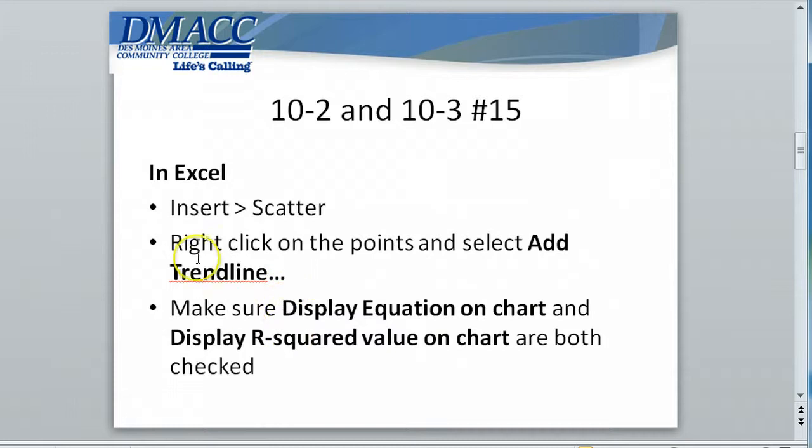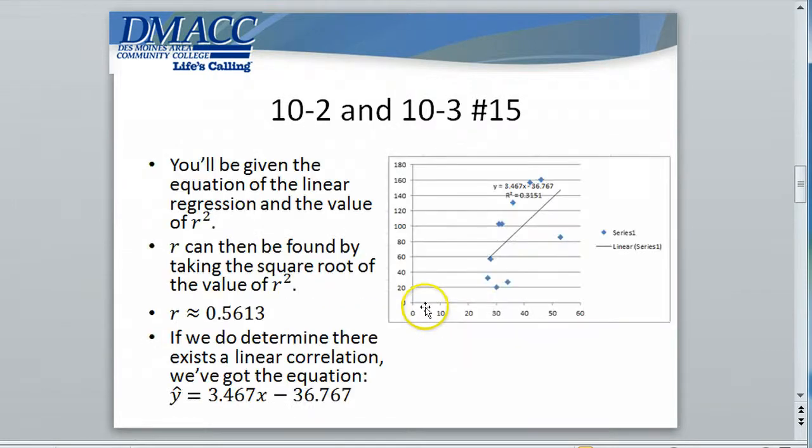So just to review, in Excel, we're going to insert a scatter plot, we're going to add the trend line, and then make sure that display equation on the chart and display r squared value on the chart are both selected. You can see, as another review, now we're given r squared, but we can find r just by taking the square root of the r squared to get our correlation coefficient of 0.5613. And then if we need it, we also have the equation of the linear regression, the predicted value.